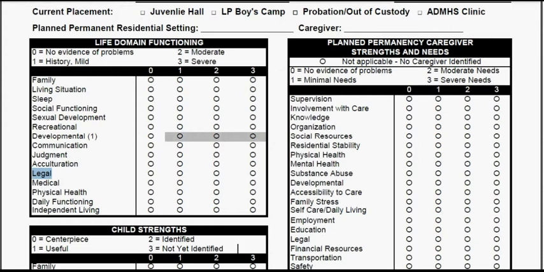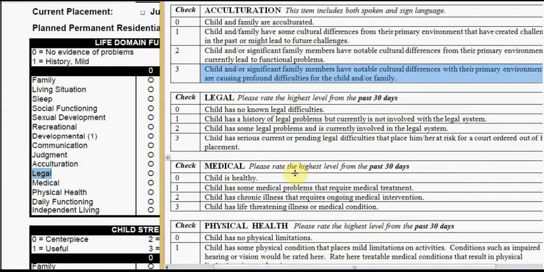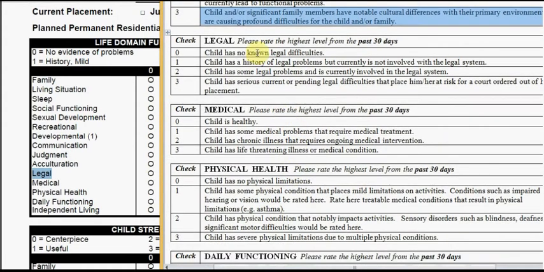Legal, piece of cake for you. The child has no known legal difficulties in 0. In 1, the child has a history of legal problems but currently is not involved with the legal system. In 2, the child has some legal problems and is currently involved in the legal system. And in 3, the child has serious current or pending legal difficulties that place him at risk for a court-ordered out-of-home placement.